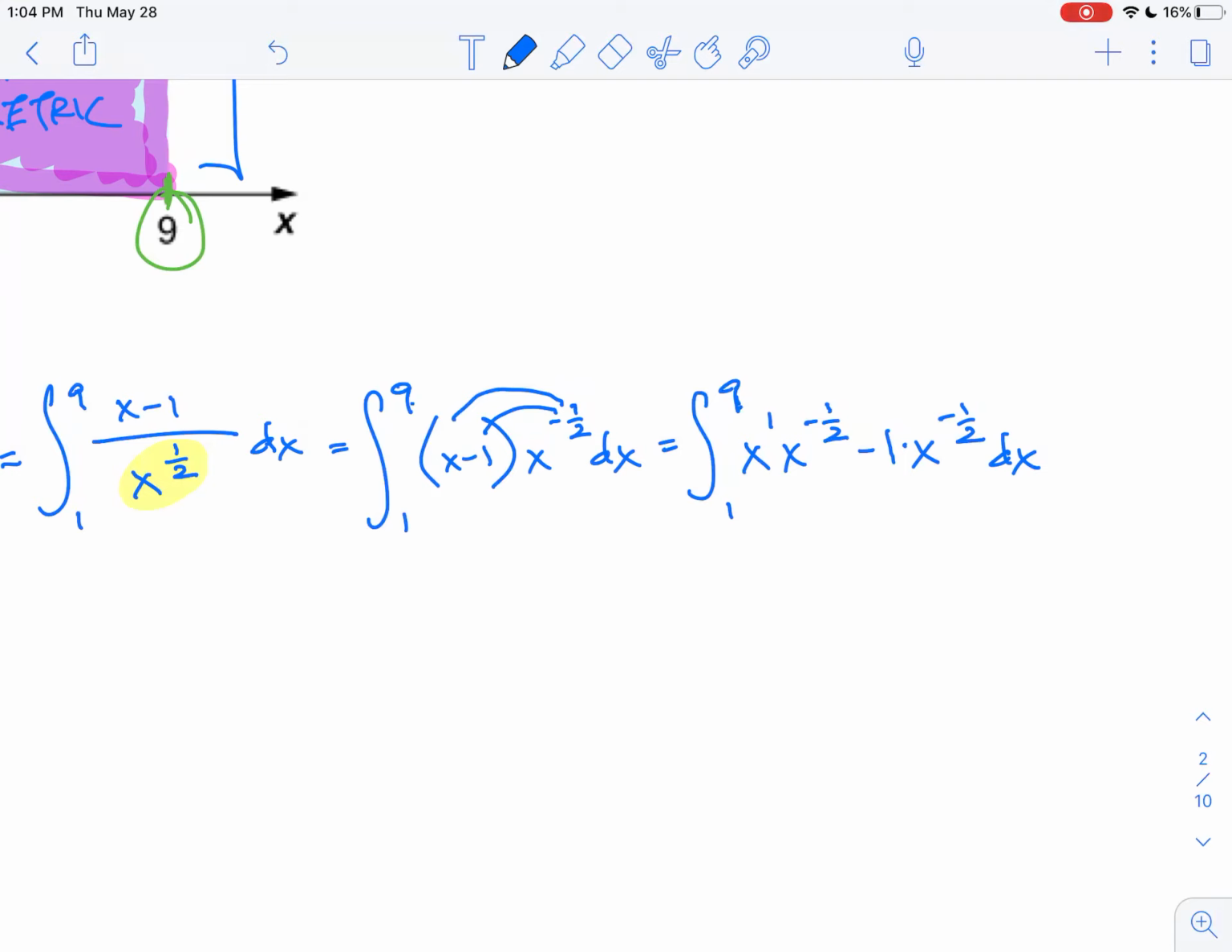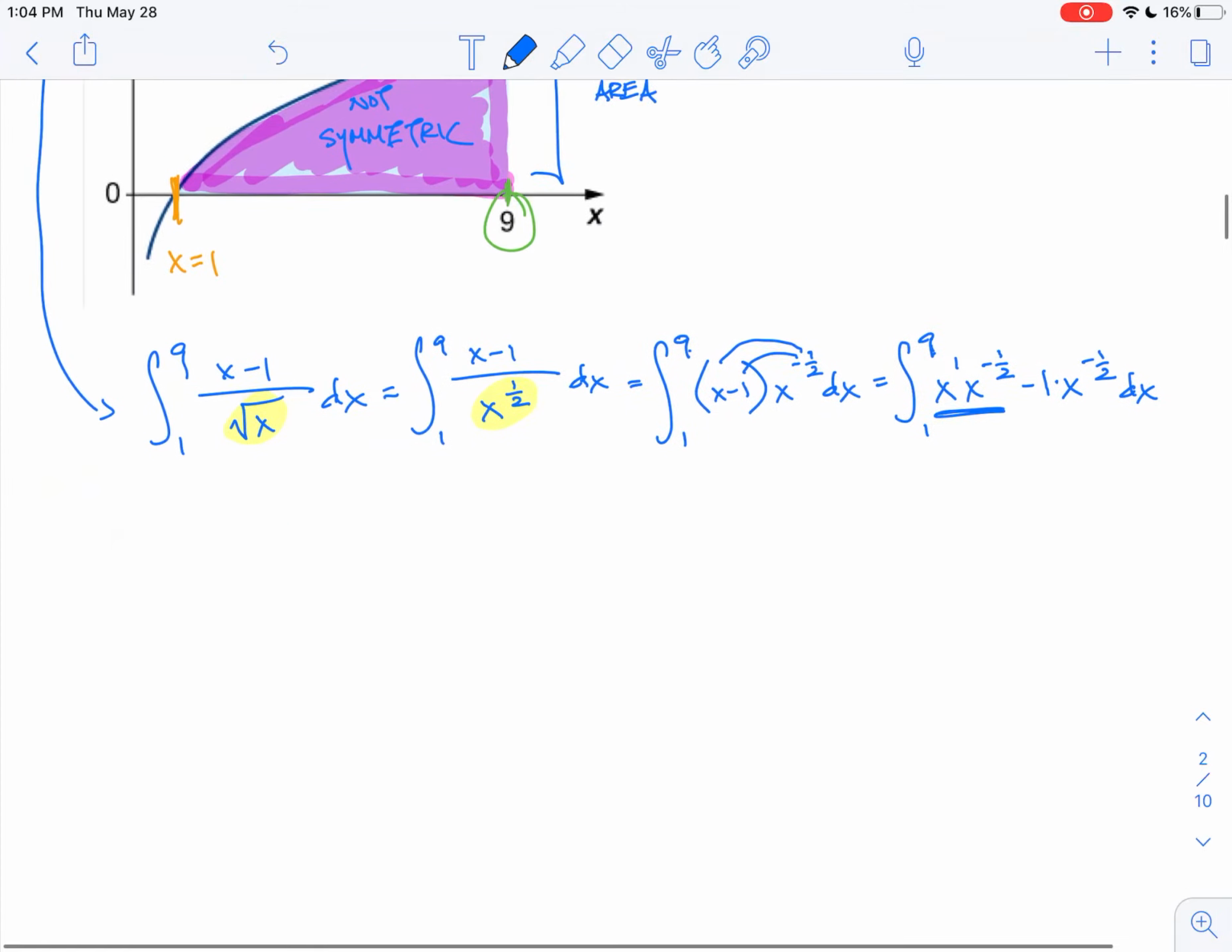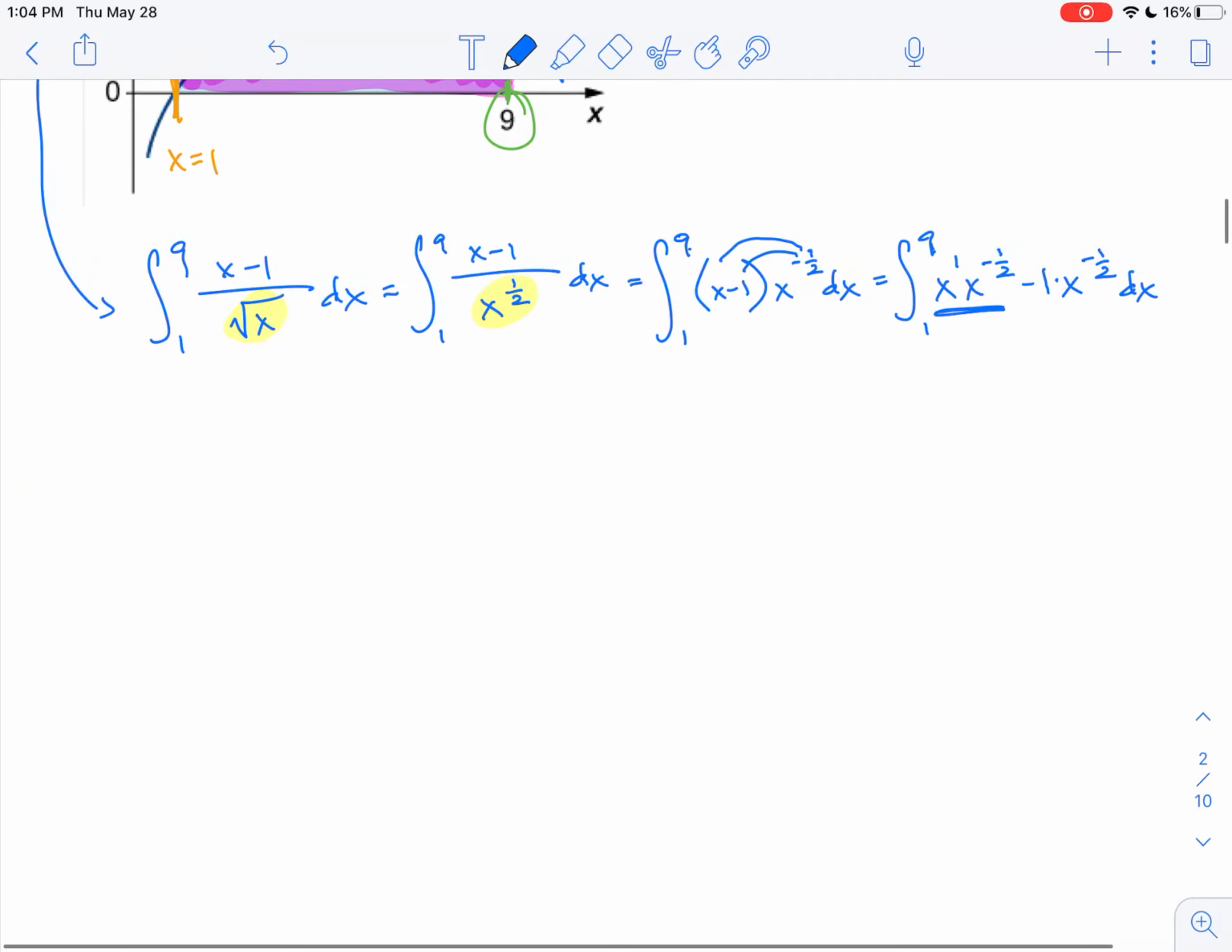And one final algebraic rule that is good to know is that when we are multiplying terms like this and they have the same base, then we're going to go ahead and add our exponents. So what's that going to give me as a good place to start? The integral from 1 to 9 of x to the 1/2, because 1 plus negative 1/2 is 1/2, minus x to the negative 1/2 dx.